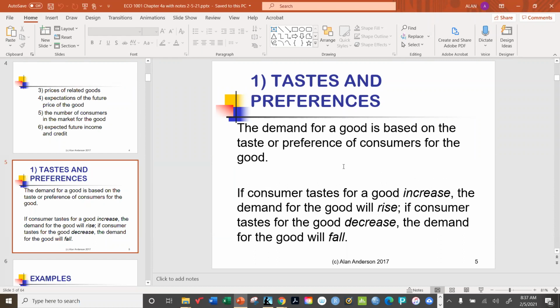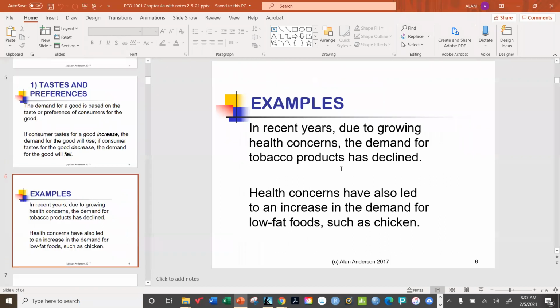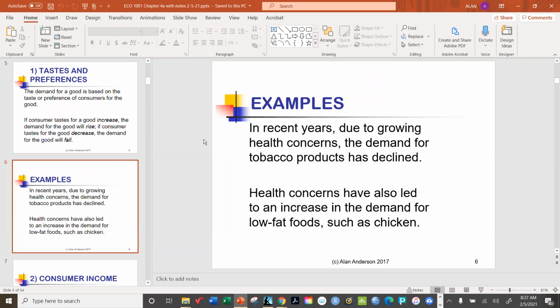Because remember, ultimately, when you have to make a decision about how to spend your money, you're going to try to use your money to get the maximum satisfaction that you can, given what you can afford to buy. So, like I said, tobacco products, less and less tobacco is being sold at this point in time. But also, there's been an increase in the sale of, let's say, low-fat foods like chicken and other healthy foods because people have become more and more conscious about these issues.